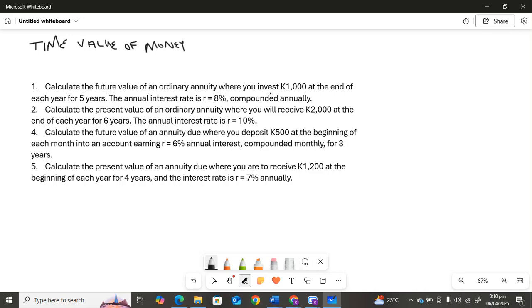So basically, if you're putting 1,000 at the end of each year, so year one you put 1,000, year two 1,000, year three 1,000, year four 1,000, year five 1,000. And you'll be earning interest. You want to find out how much you would have in total.